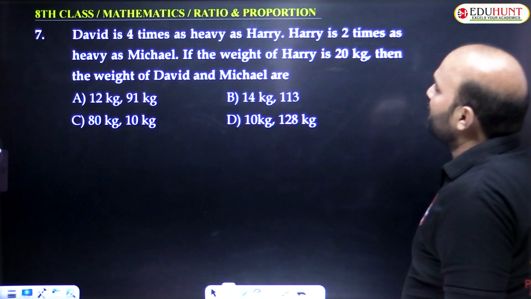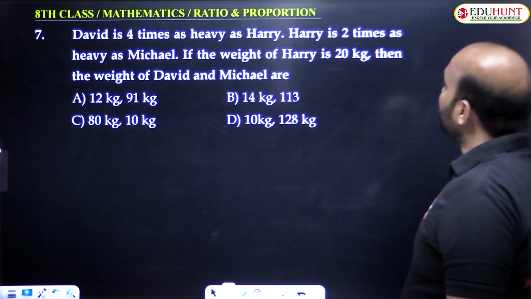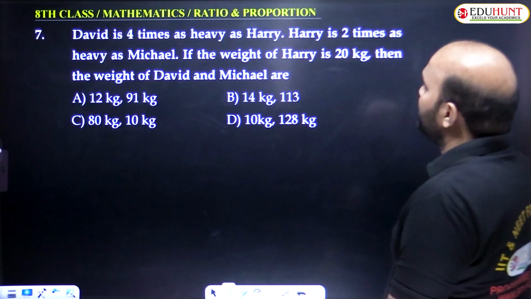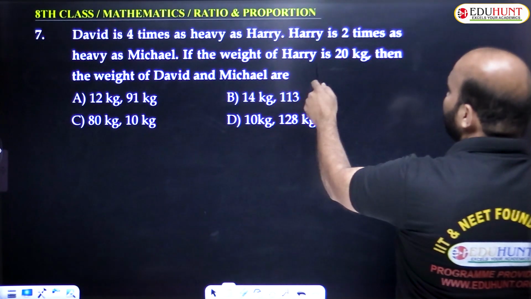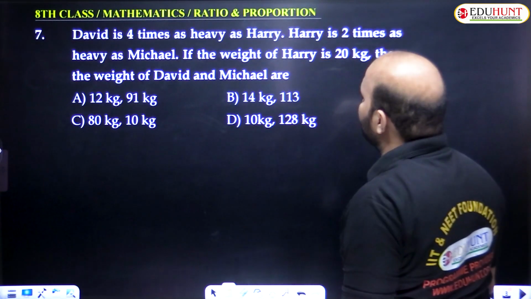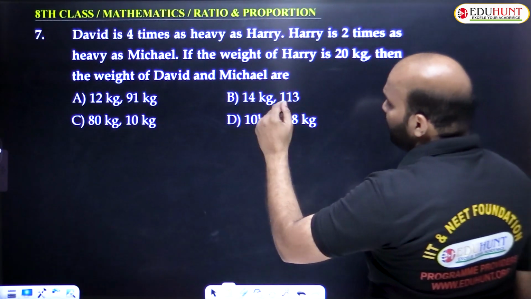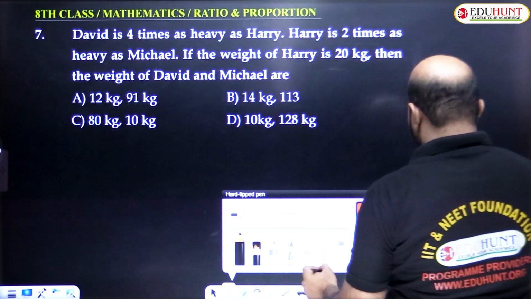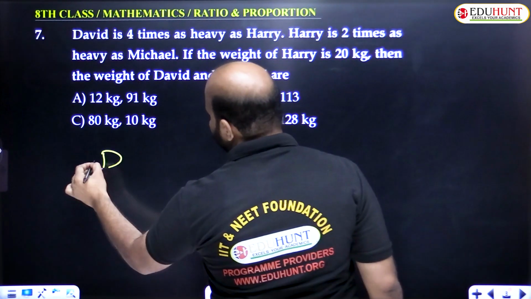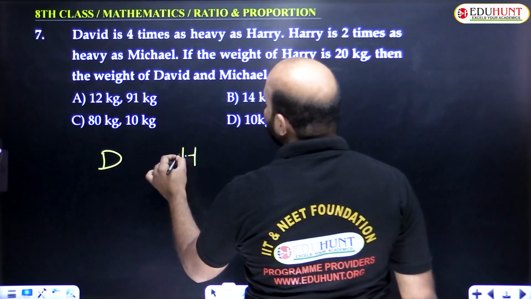David is 4 times as heavy as Harry, and Harry is 2 times as heavy as Mitchell. If the weight of Harry is 20 kgs, then what are the weights of David and Mitchell? In this part, we clearly have to observe how many members are given: 3 members, whose names are David, Harry and Mitchell.